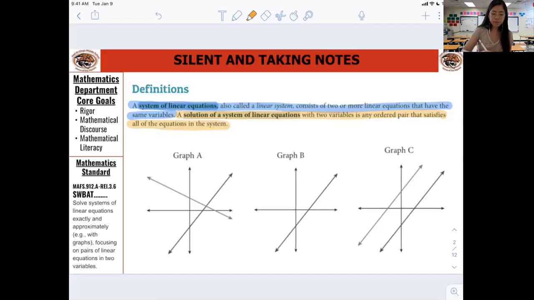Wait, so is this like vertical and horizontal lines, right? We're not just vertical and horizontal. We're going to be looking at lines that go in all different directions.